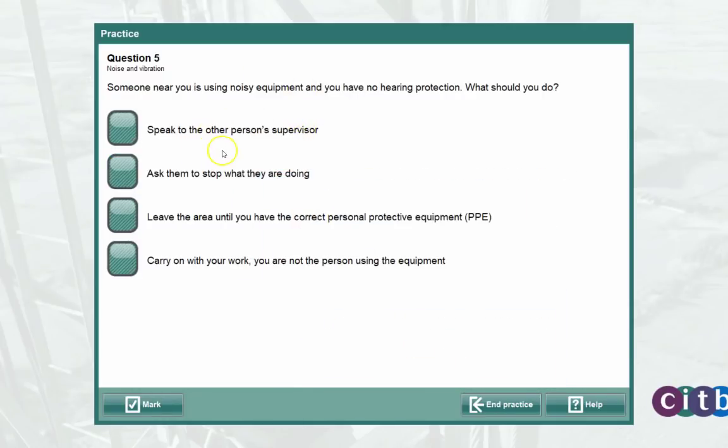Someone near you is using noisy equipment and you have no hearing protection. What should you do? Speak to the other person's supervisor. Ask them to stop what they are doing. Leave the area until you have the correct personal protective equipment, PPE. Carry on with your work. You are not the person using the equipment.